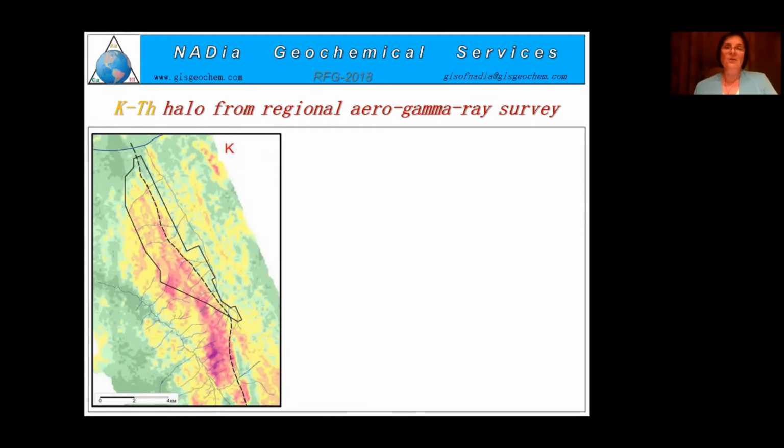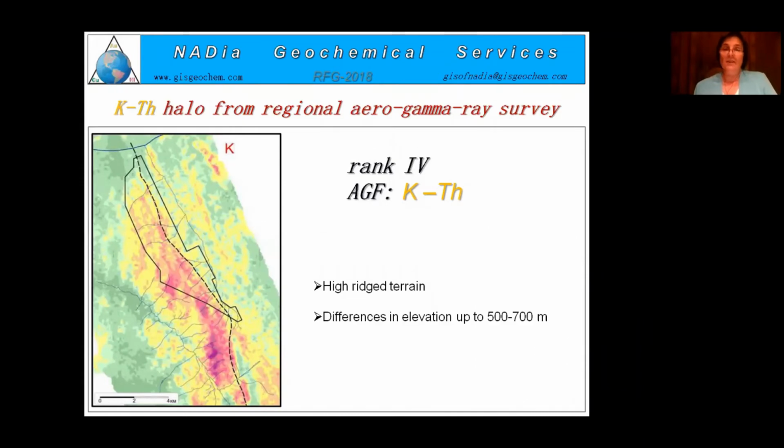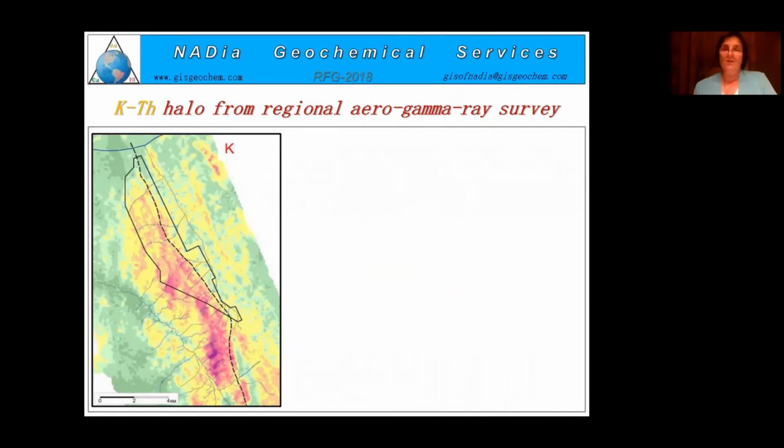This potassium-thorium halo was defined from a regional aerogamma ray survey. This is rank number 4, so it's a regional survey. And the survey was on high ridge terrain. Differences in elevation are about 500 to 700 meters. And samples were taken from diluvial sediments and soils. The cover is from 10 centimeters to 50 centimeters. Only several outcrops are on this territory.